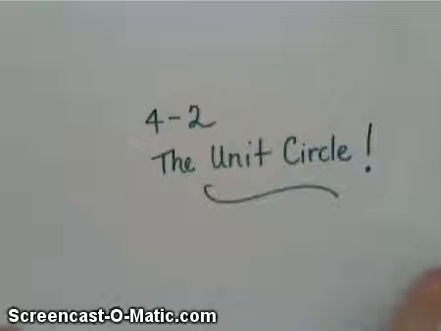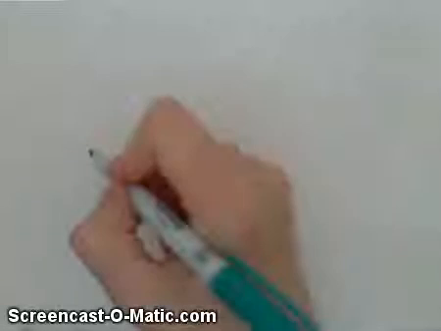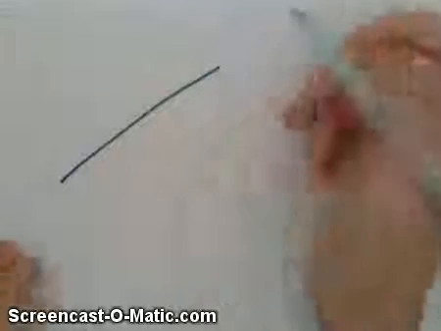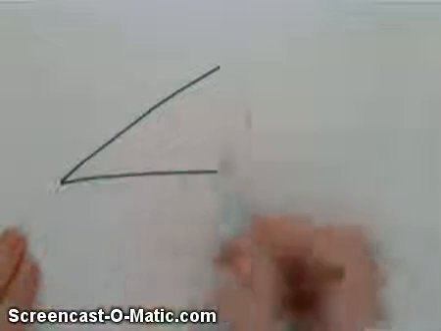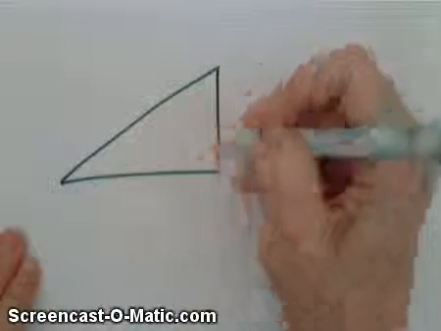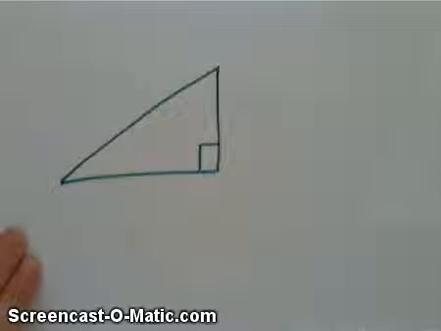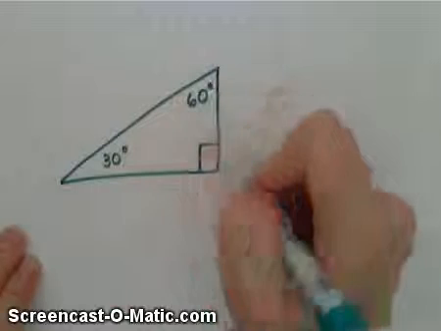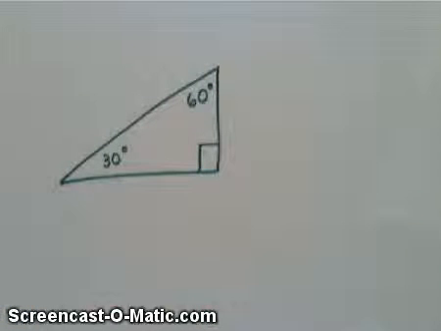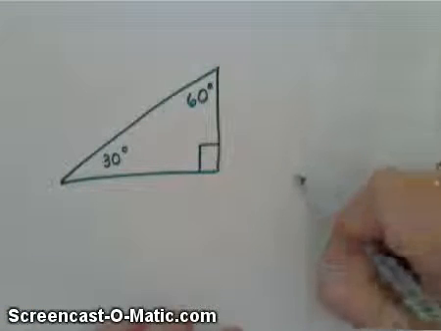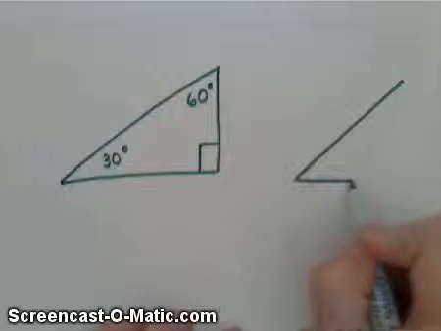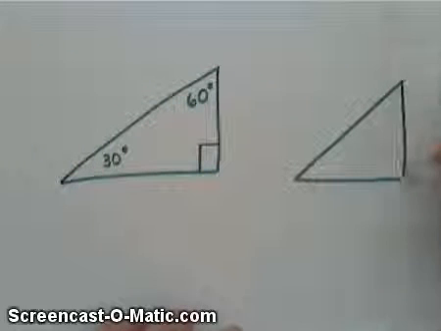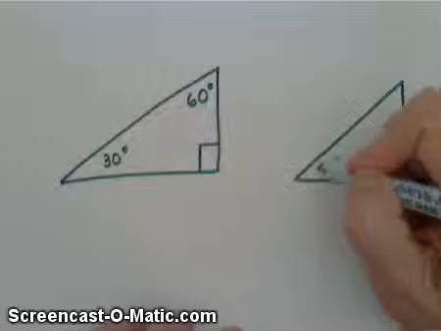But before we can talk about that circle specifically, I need to take you back to geometry for just a moment. In geometry, there were two special right triangles. One was the 30, 60, 90 triangle, which I'm drawing a sad representation of right here. This was 30, this was 60, and this, of course, is 90. There was another special right triangle, and it was called a 45, 45, 90, or half of a square. I'm going to draw it right here.